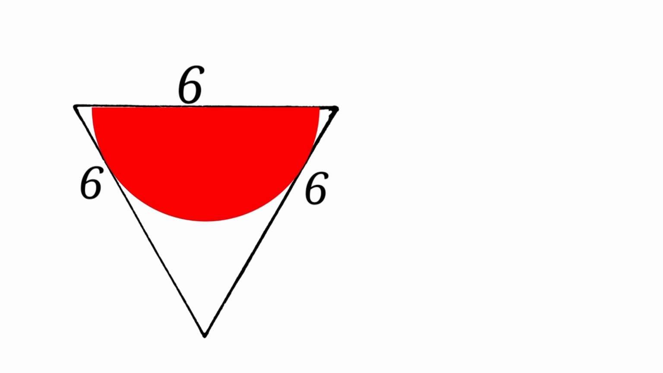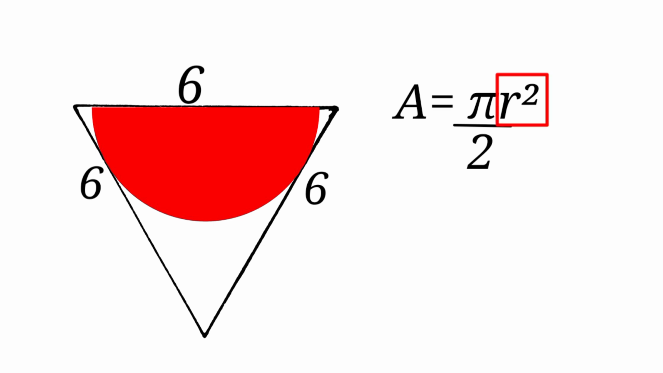So, to solve, we have to find the area of a circle. Area of a circle is pi r squared. Here we are dealing with a semicircle, so we are going to divide the area of the circle by 2. That is pi r squared divided by 2. A equals pi r squared over 2. So we need to find the radius in order to find our area.